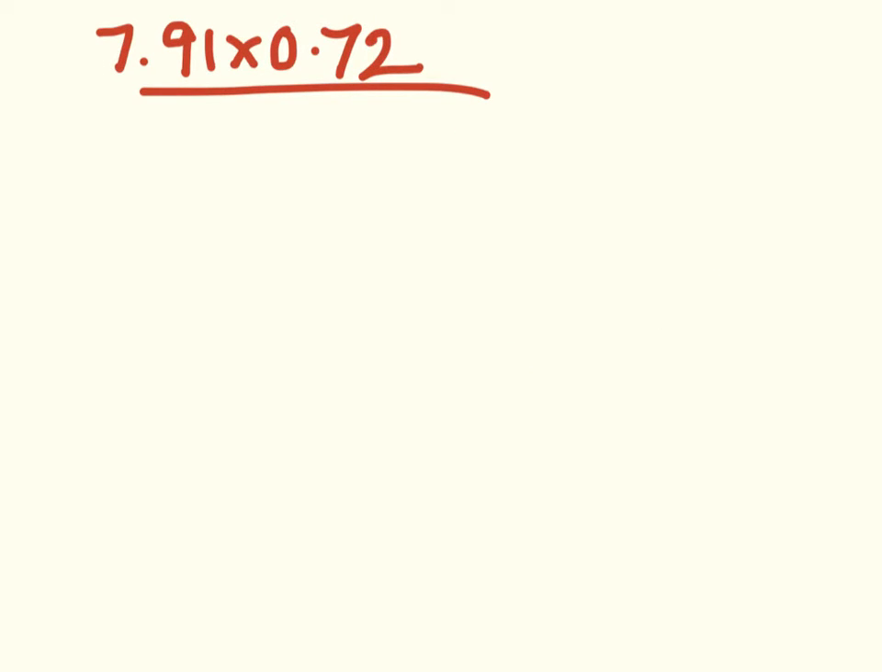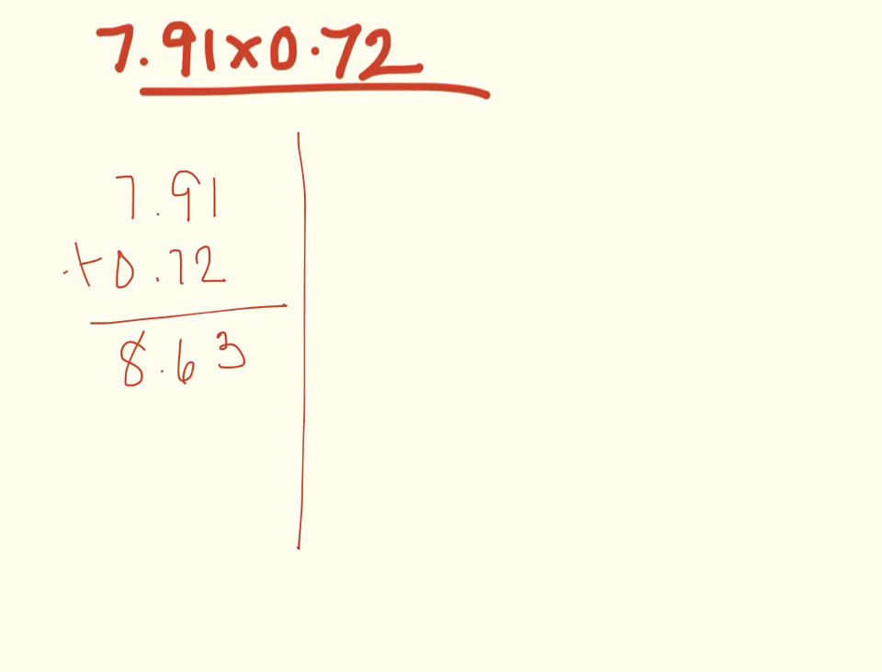7.91 times 0.72. Well, I'm going to start with adding. Line up the decimals. 0.72. These are fairly easy because they both have 2 decimal places. They're identical, so not too hard to line these up by adding. There we go. The second thing I'm going to do is estimate.